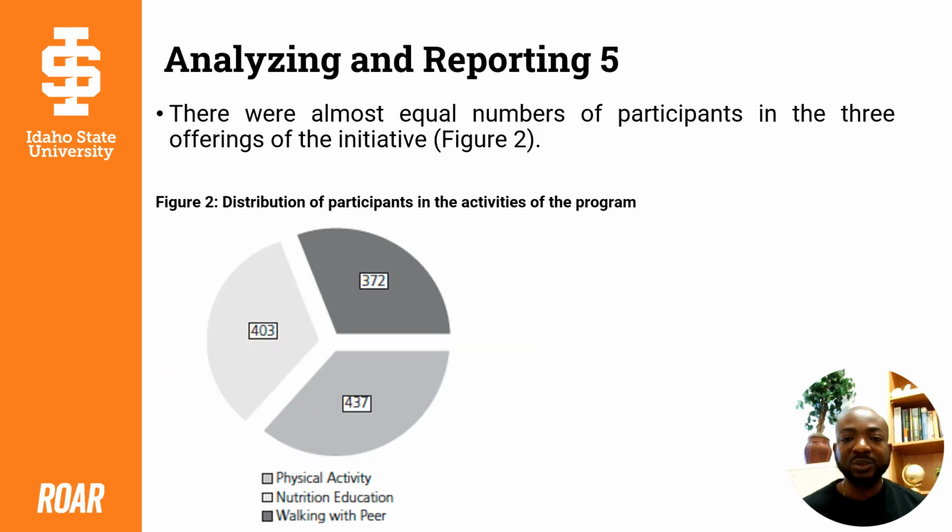This fourth example shows data presented in a pie chart format, and the narration could be: there were almost equal numbers of participants in the 3 offerings of the initiatives. Figure 2 in brackets.